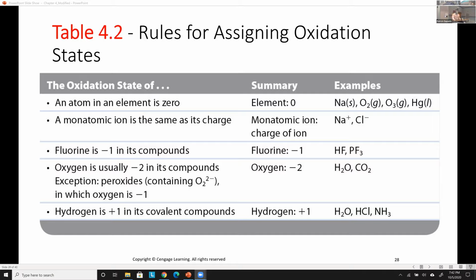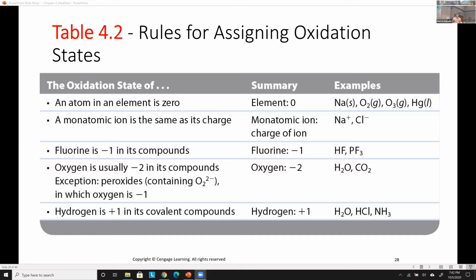Then we have monatomic ions, which have the same oxidation state as their charge. That just means the ions that we're used to: the 1A, the 2A, the 3A, the 7A halogens, the 6A, well, sulfur changes, but oxygen's always -2.